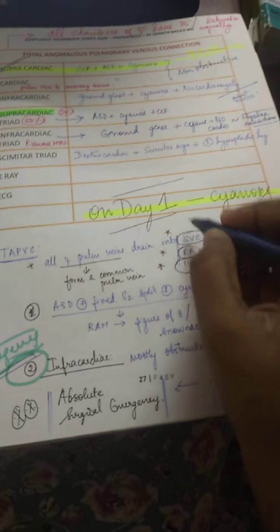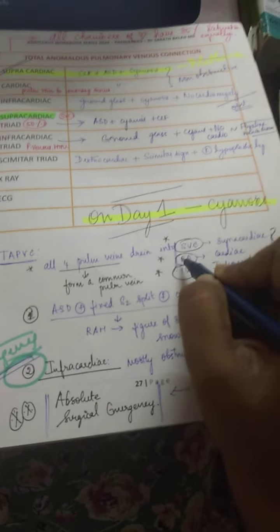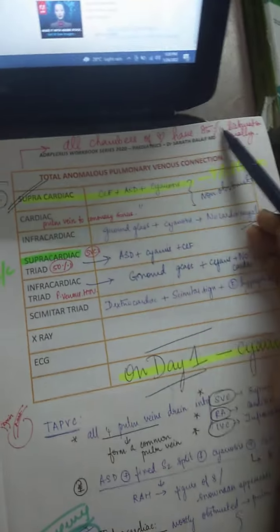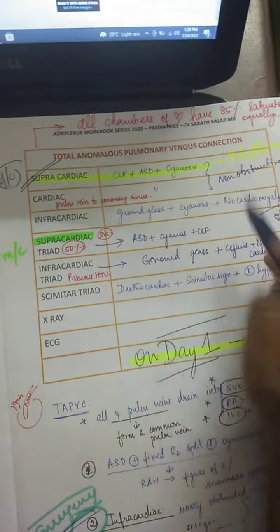Now in TAPVC, normally all the pulmonary veins will drain into the left atrium, right? I mean, it eventually goes to the left side and comes back to the right ventricle. What happens is that it will drain into the SVC, you say it as supracardiac. If it drains into the right atrium, it's cardiac, and if into the IVC, you say infracardiac. Now this is the only congenital anomaly where all chambers of the heart have equal saturation. 85% O2 will be present in all chambers of the heart.